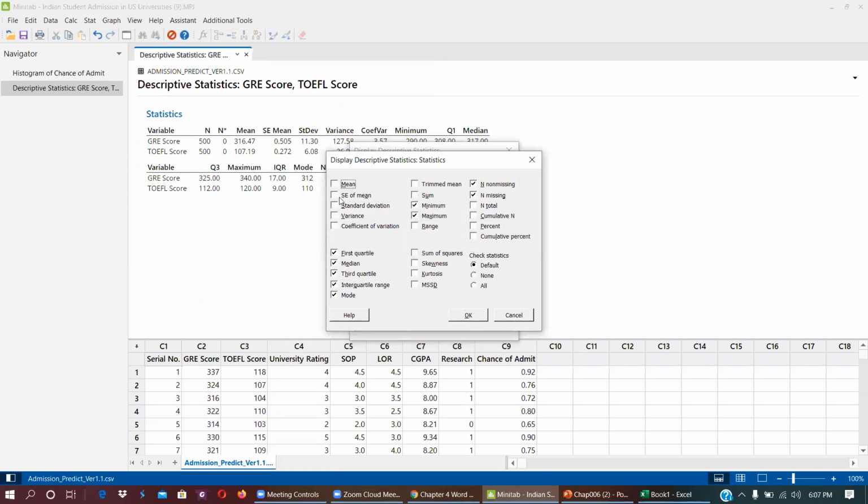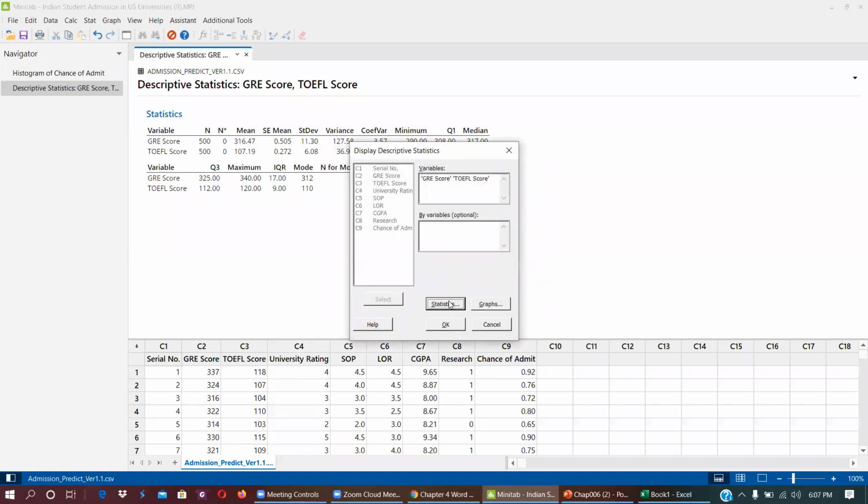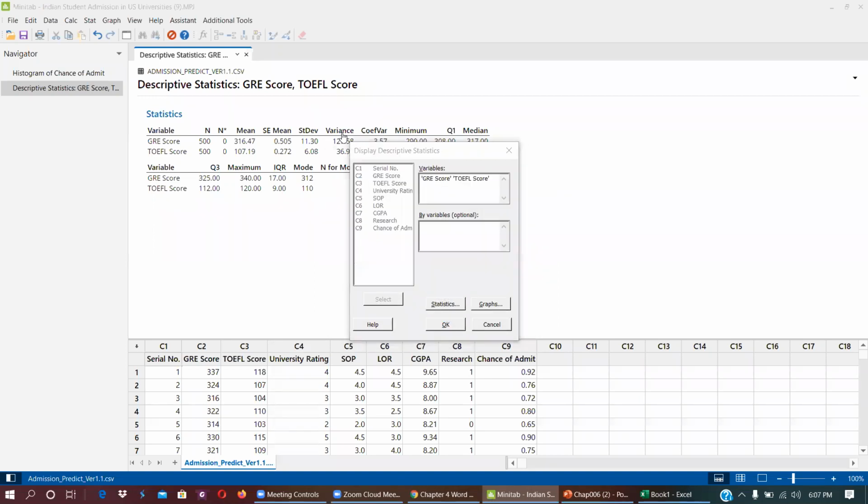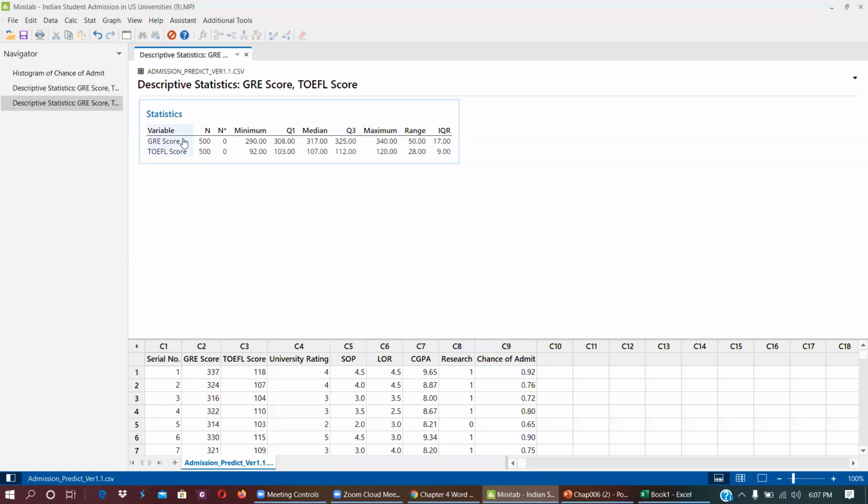GRE, statistics, I don't need all these. First quartile, median, third quartile, interquartile range, minimum and maximum. These are the numbers I need. Okay, look on the GRE. What is the minimum now? What is the quartile 1 and quartile 3? So interquartile range is 17. The answer is 17 because we are looking middle 50%.